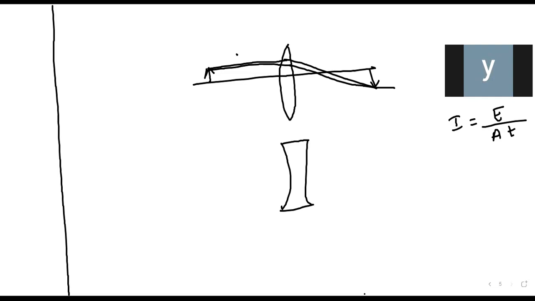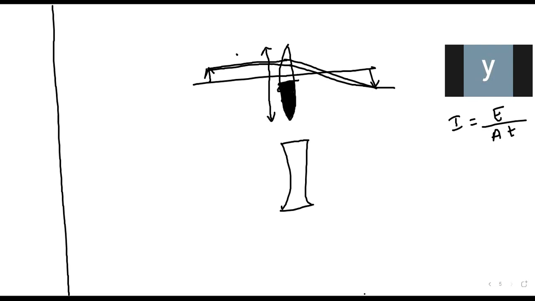Suppose let us consider that among the total area of the lens, half of the area is filled with black paper. Whenever we have the full lens or full area, I have an intensity I. Now whenever we have area A by 2, what will happen to intensity?